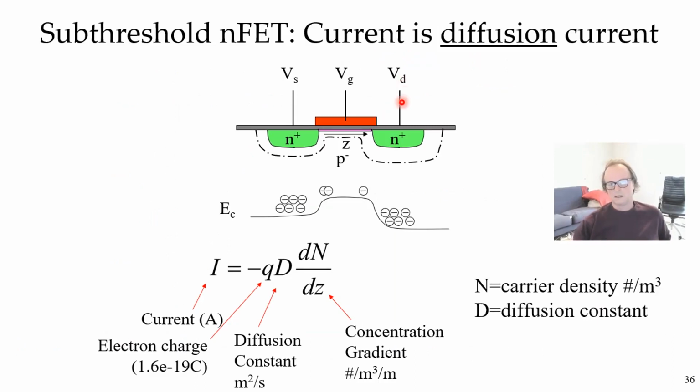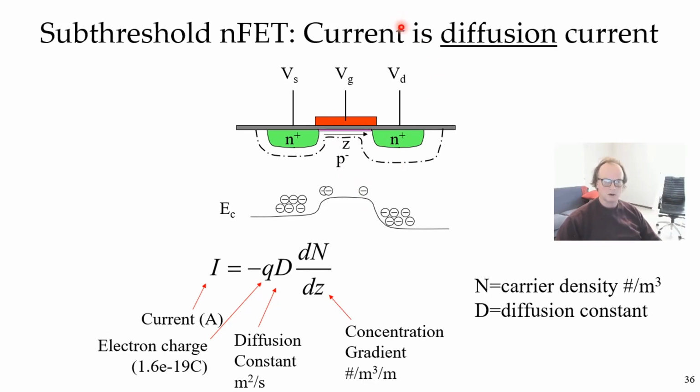Okay, so in a subthreshold FET, the current is the so-called diffusion current. And now I'm going to work out the equations of subthreshold current kind of from scratch. So you have a source, gate, and drain voltage. And now we define Z as the dimension along the channel from source to drain. And we have the edge of the conduction band where you have the electrons here. Here is the concentration at the source end of the channel, and here is the concentration at the drain end of the channel.